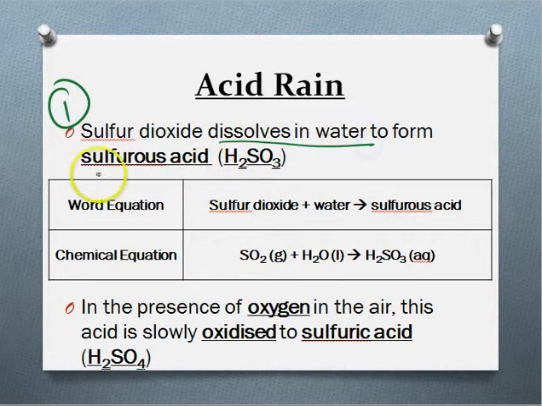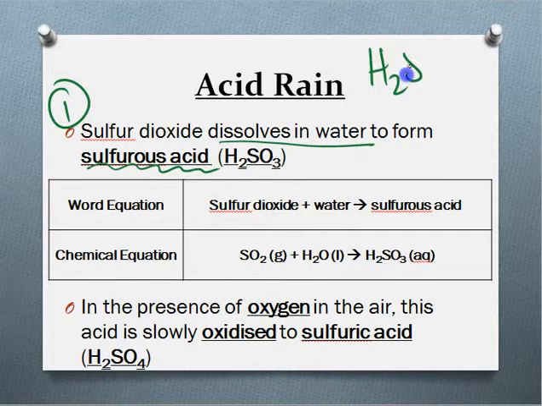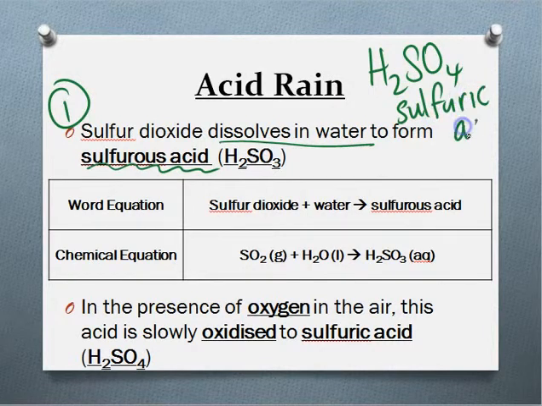It dissolves in water to form sulfurous acid. This is not sulfuric acid, which you learned is H2SO4. The one that we have in our air is sulfurous acid. So sulfur dioxide plus water gives you sulfurous acid. This equation is important, so you must know this is the acid here.